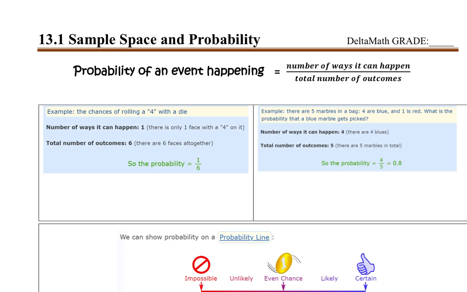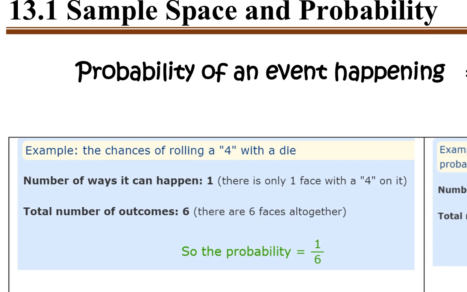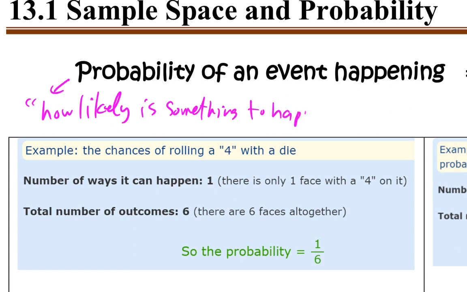So first off, what does probability mean? You may have heard "probably would happen," right? So the probability is how likely something is to happen. That's the probability of something. So we can calculate the probability.